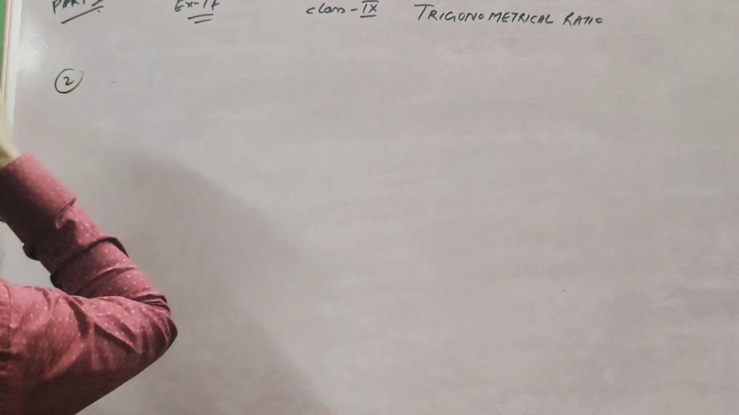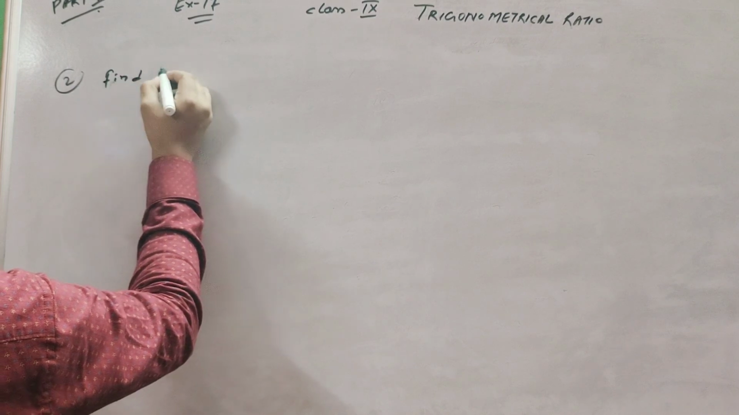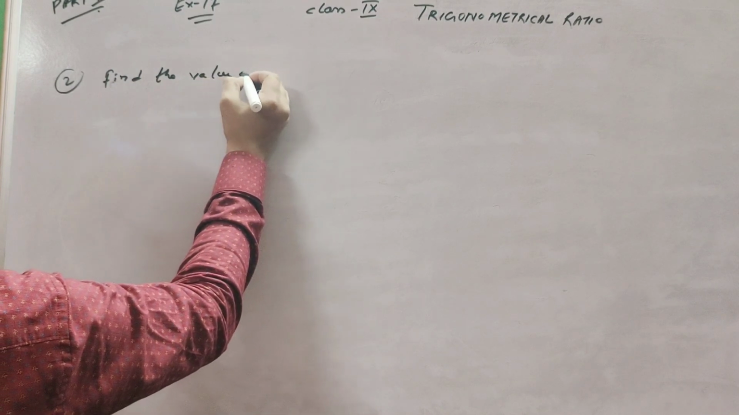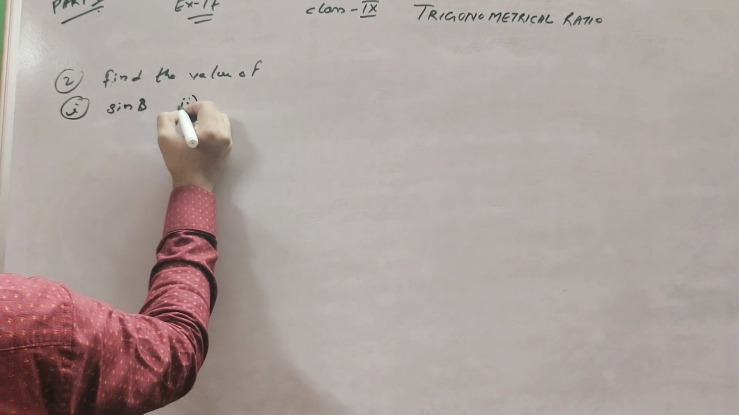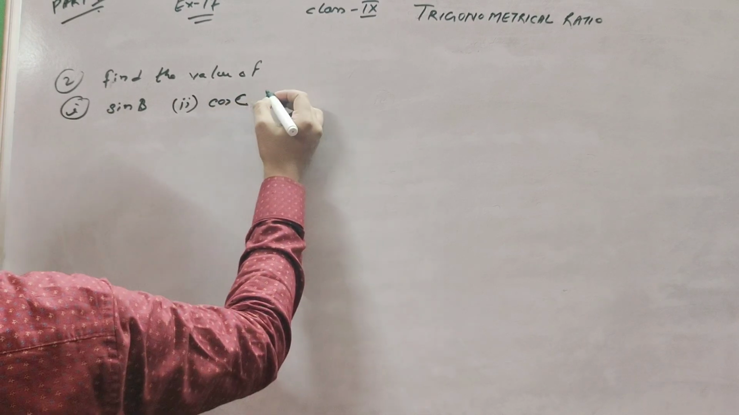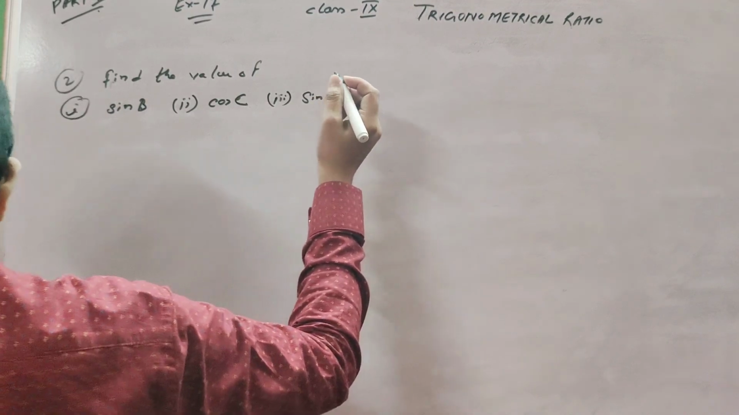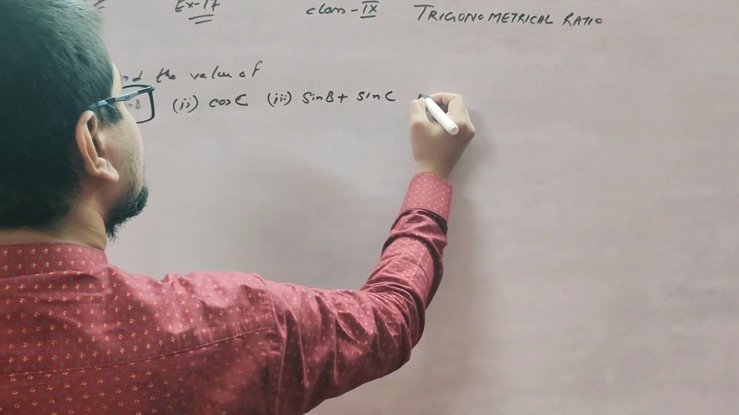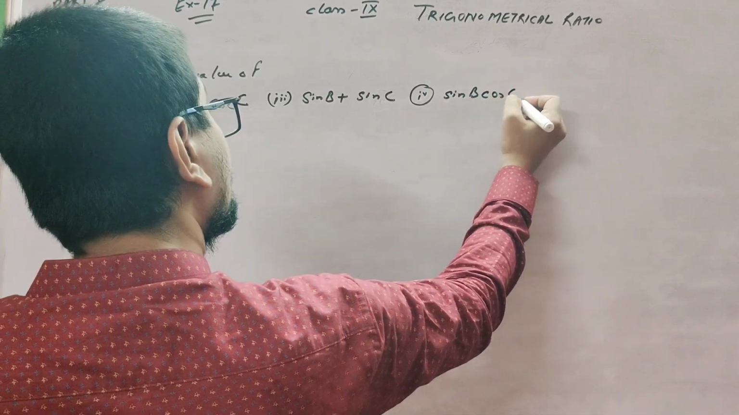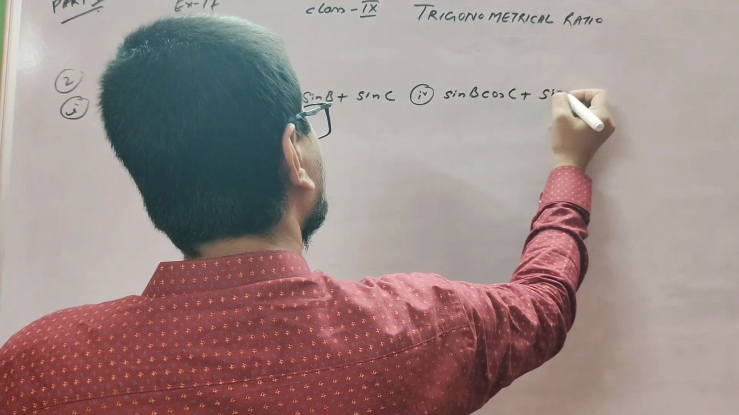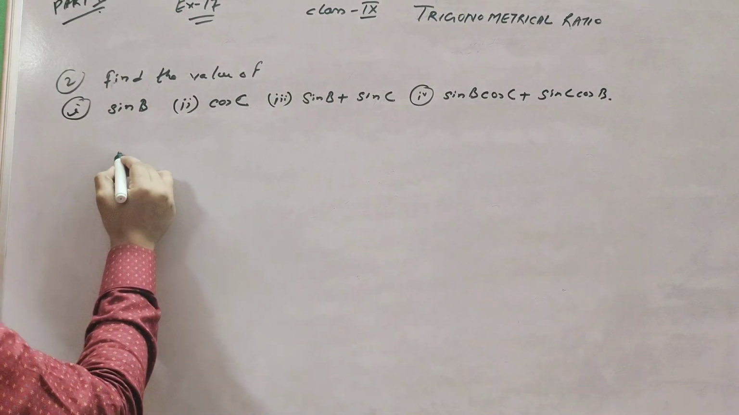Question number 2 is interesting. Please check this question. Find the value of number 1, sin B; number 2, cos C; number 3, sin B plus sin C; number 4, sin B cos C plus sin C cos B. Okay, and the diagram is given here in this manner.